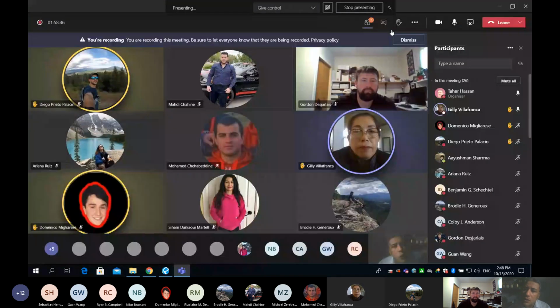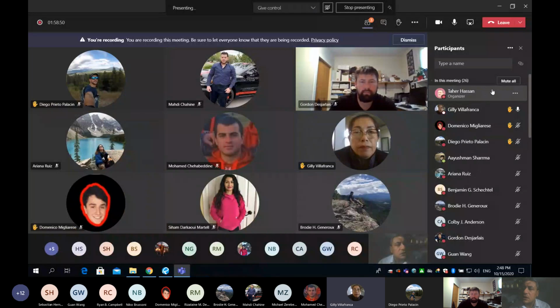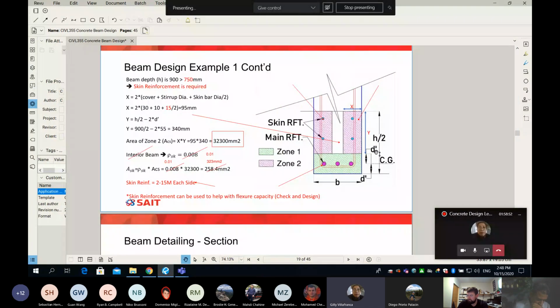Okay, we have Jerry and then Domenico and then Diego. Go ahead. Regarding that skin reinforcement, I was just wondering, will those rebars not affect the failure mode? Because it could add more. For example, your beam right now is in tension, and then if you add those four rebars, then it might add. Jelly, I got your point. Thank you. Amazing question.